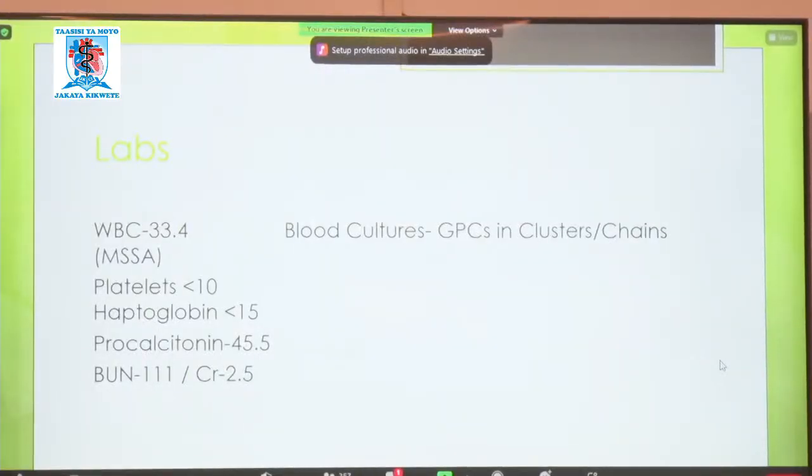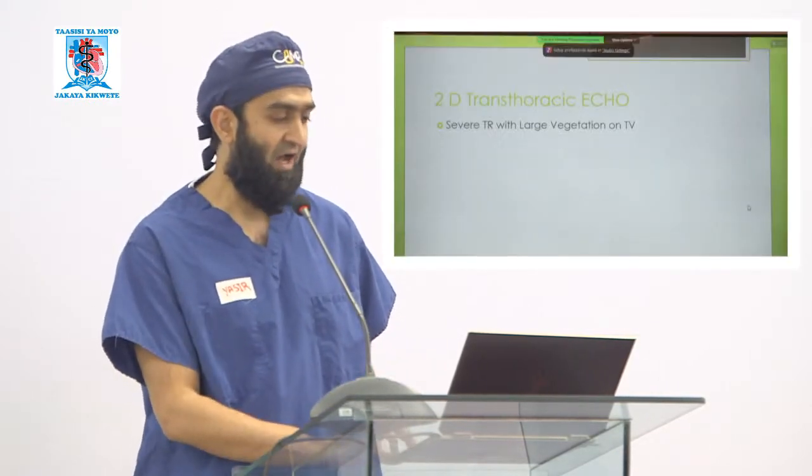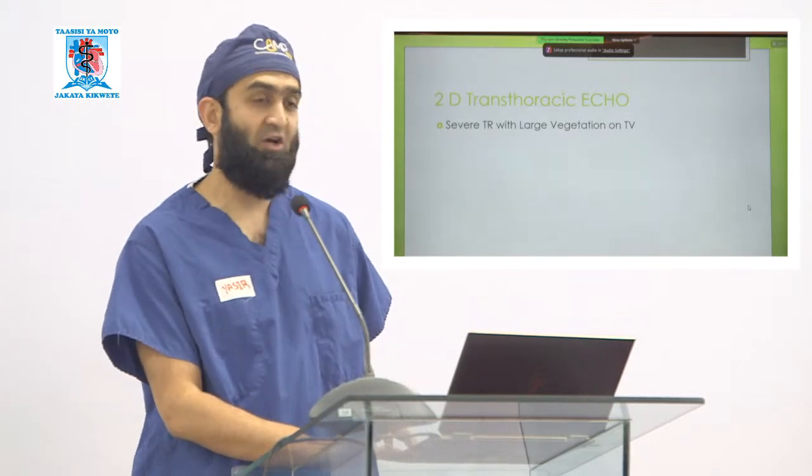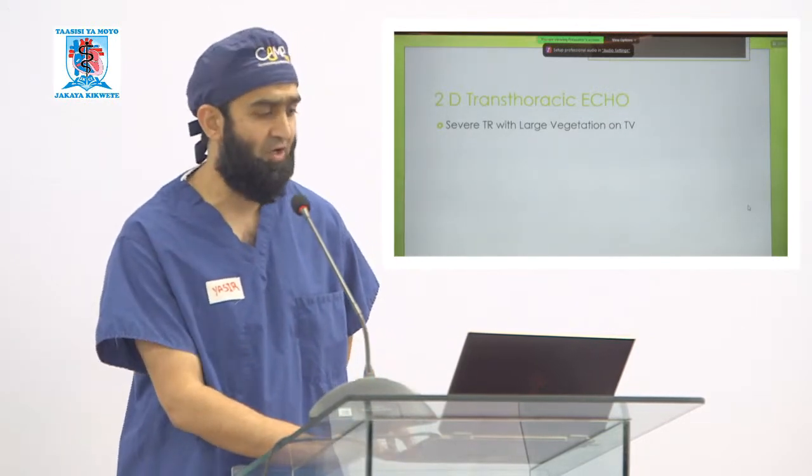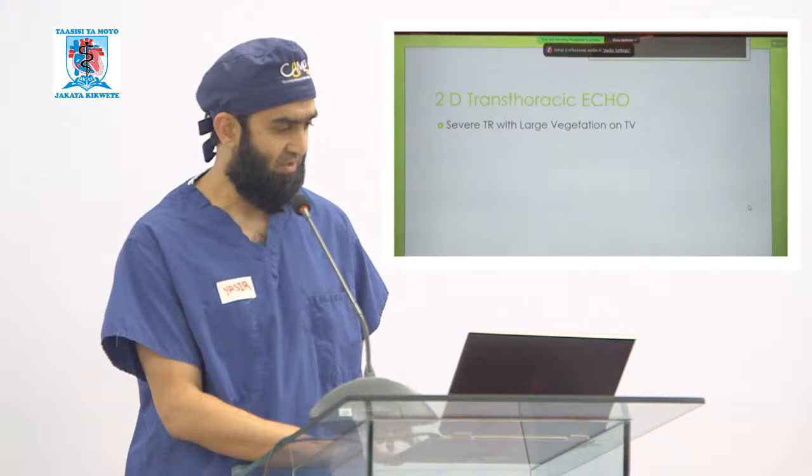Her creatinine is twice as high. I get confused looking at the creatinines here. Someone told me that creatinine's 100. I was like, how's this patient alive? And then I realized this is a different scale. So creatinine 2.5 is still bad. Blood cultures were positive. On the transthoracic echo, I'll show pictures of the ICE imaging later, there was severe tricuspid regurgitation, her valve was destroyed, and a very large vegetation.